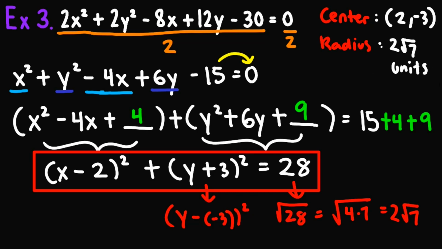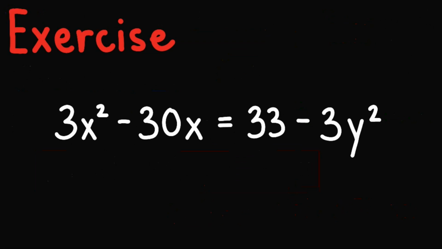To formally end this, here's an exercise that you can work on. We have 3x squared minus 30x equals 33 minus 3y squared. Again, this isn't really in its standard form, but still it is in its expanded form, so it's quite similar to a standard form. I just tried to rearrange it so that there's quite more challenge on how to solve this.